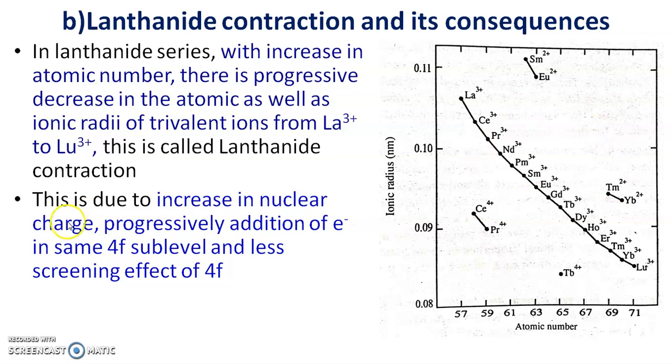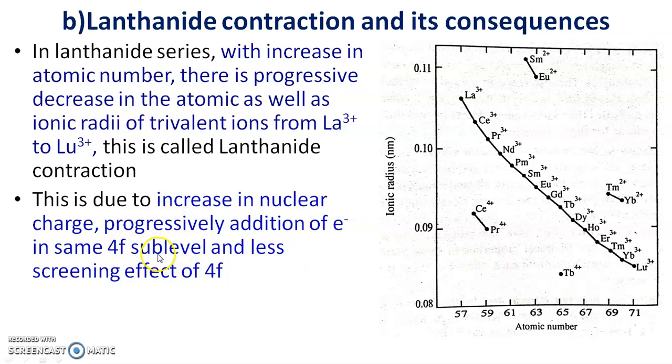As I said, this lanthanide contraction is due to the increase in nuclear charge. Nuclear charge means the number of protons present in the nucleus. It is also due to the progressive addition of electrons in the same 4f level, and there is a force of attraction between these electrons and protons, which causes the contraction in size of the shell.